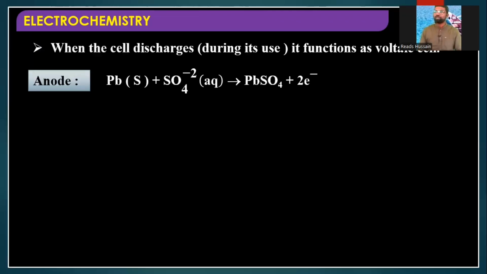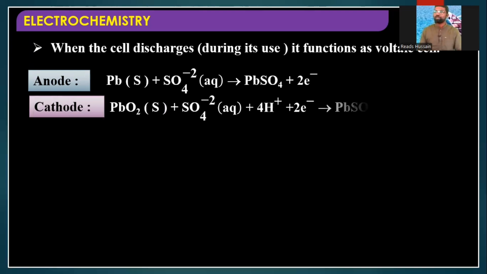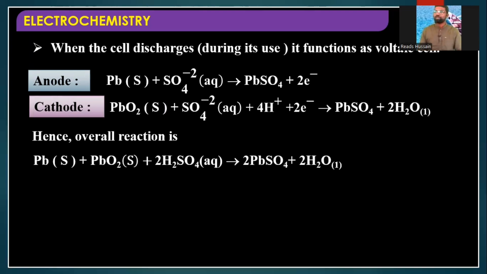Right. Next, when the cell discharges, this reaction takes place. This reaction is important. You need not remember both the reactions at the anode and cathode, but at least remember the overall reaction. This is the reaction at the anode. What's the reaction at the anode? Lead and SO4 2-. From sulfuric acid, H2SO4, we get the sulfate ion, SO4 2-, which combines with lead to give lead sulfate, and 2 electrons are released here.